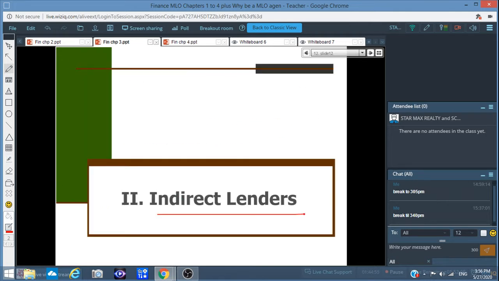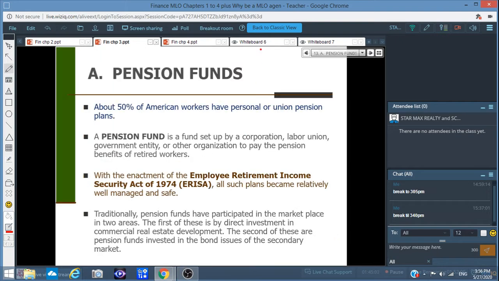Alright, indirect lenders. Who are they? These are probably government, right? For FHA and VA. Okay, pension funds, right? 50% of American workers have personal or union pension plans.